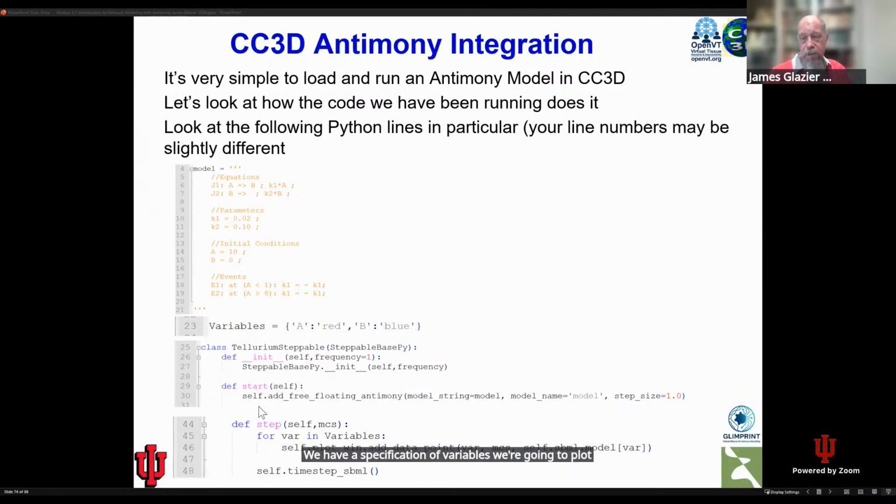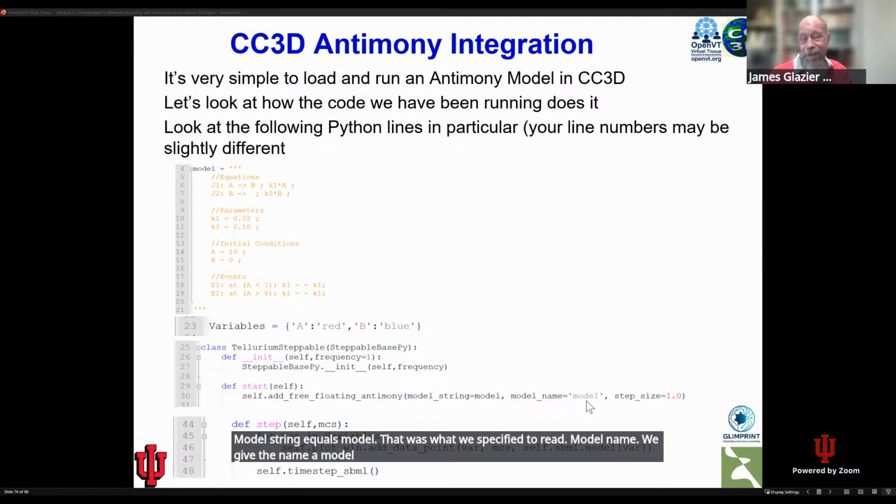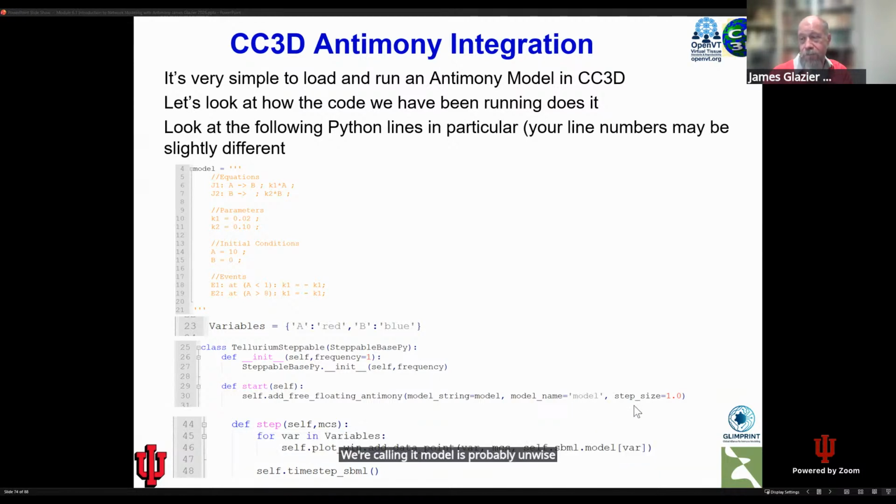And now if we look in the start function, we'll see self.add_free_floating_antimony_model. Model string equals model. That was what we specified to read. Model name, we give the name a model. Give the model a name. Calling it model is probably unwise. And then give it a step size.